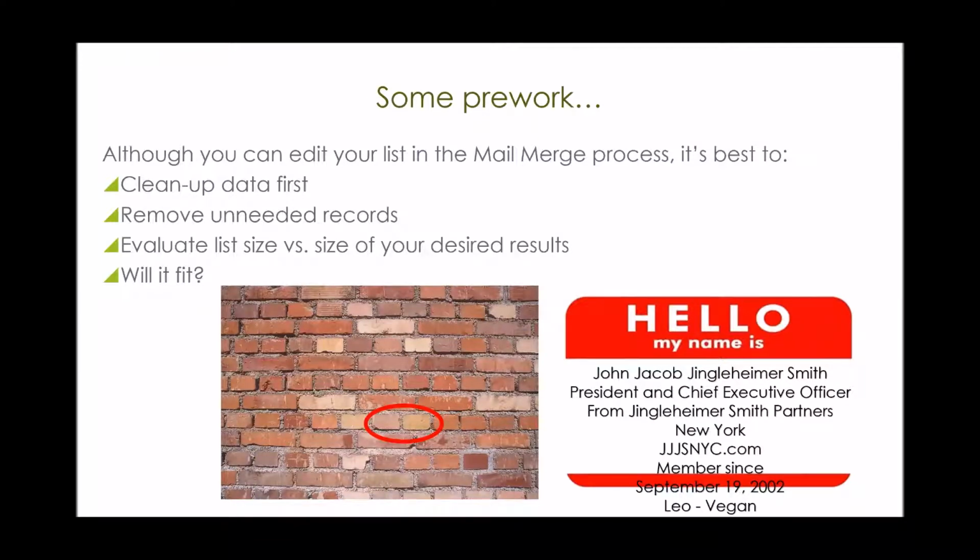Now, you can edit your list in mail merge. After you identify what you're going to use for your list, you can edit it. You can say, I have 100 records here, but I only want these 10. You can do that. You can remove certain pieces of information. You can correct things in the process, but it is actually better to do it first. Clean up your data first. Give it a good look.